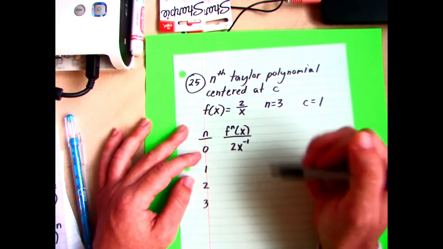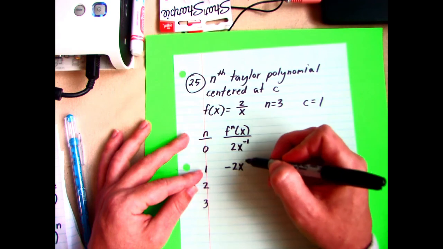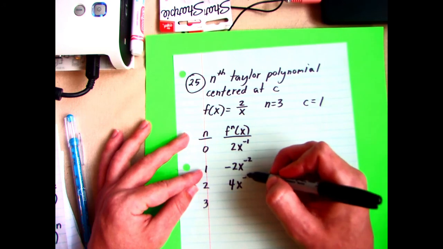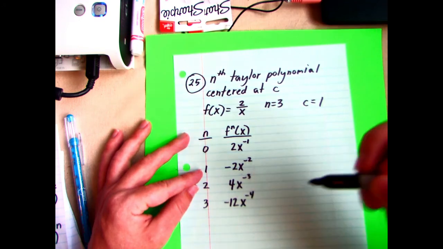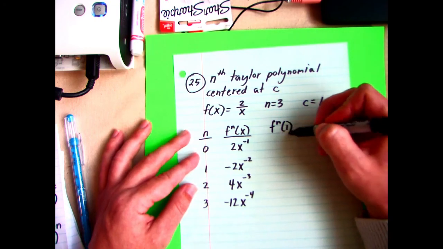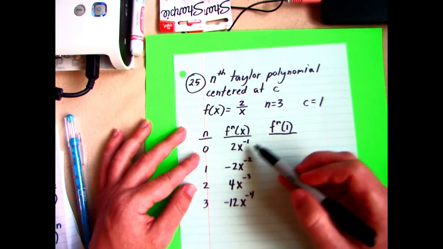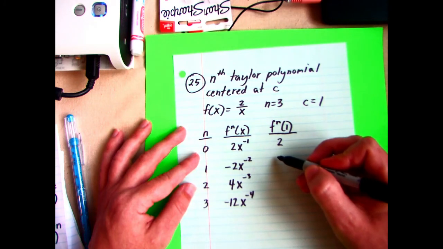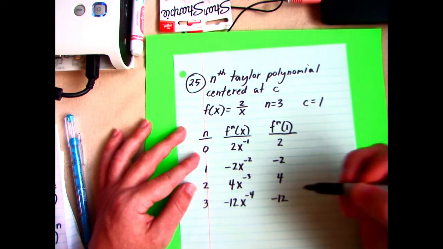That's going to help me make my derivatives pretty easily. The first derivative, minus 2x to the negative 2. Second derivative, 4x to the negative 3. Third derivative, negative 12x to the negative 4. My third column is plugging in my desired c value, which is 1, into that derivative value. So 2 times 1 to the negative 1 is 2. Down the line, plugging in 1 again, we have minus 2, 4, and minus 12.